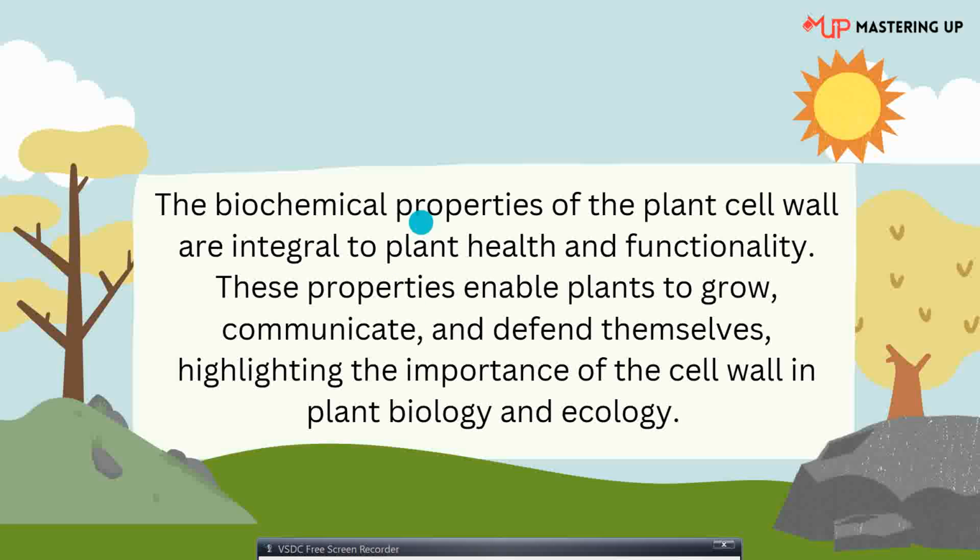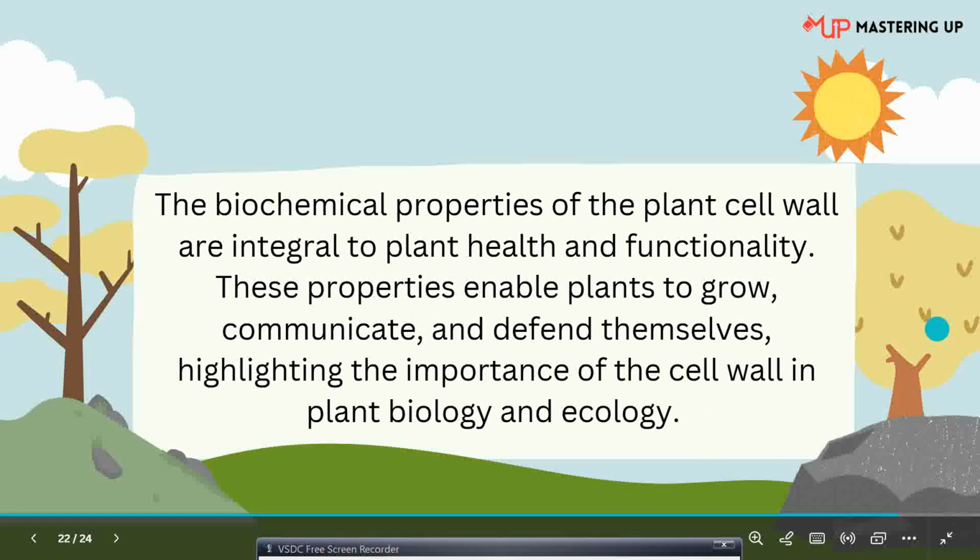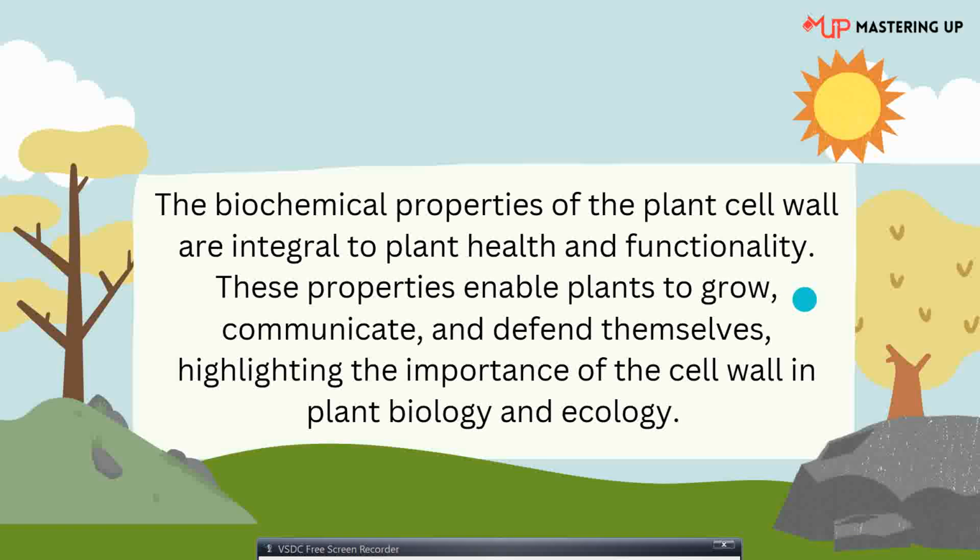So finally, the biochemical properties of the cell wall are integral to plant health and functionality. These properties enable plants to grow, communicate and defend themselves, highlighting the importance of the cell wall in plant biology and ecology. So basically the cell wall is made in such a way that it can provide strength to the plants in any adverse conditions, and also help the cell for communication between cell to cell and between the cell and the outer environment.